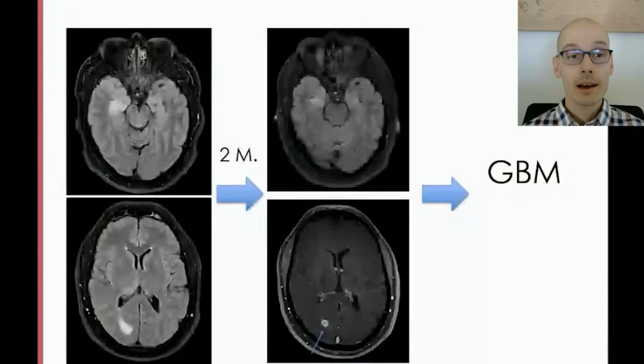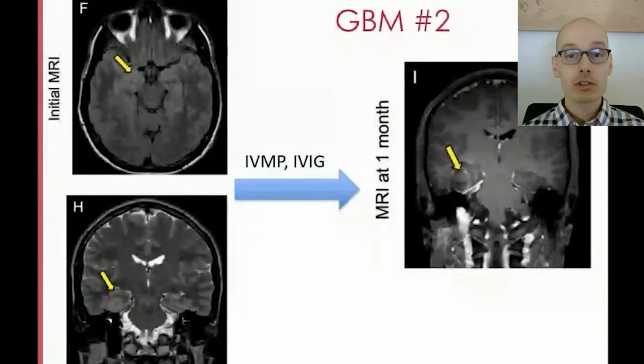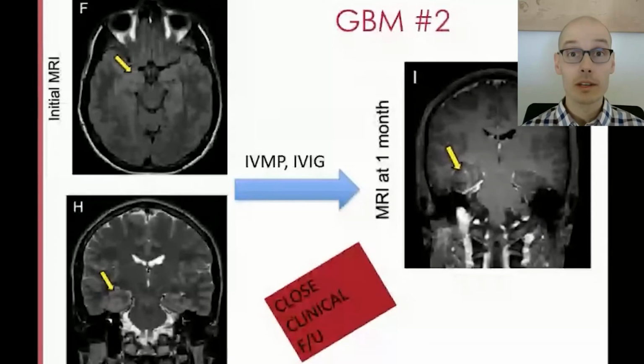However, 2 months later, the MRI is looking quite a bit different. So this is a case of GBM, actually. Now, it turns out this is not an infrequent occurrence where GBMs can present similarly to autoimmune encephalitis. And so the key takeaway here is that you need to closely, clinically, and radiographically follow these individuals.